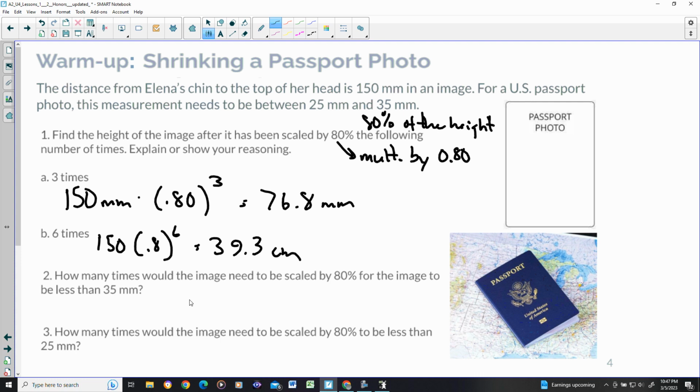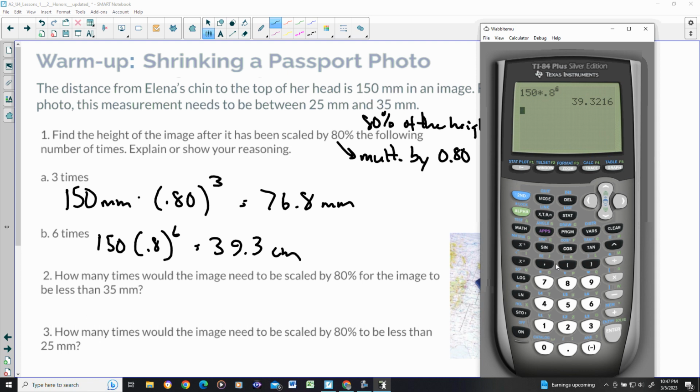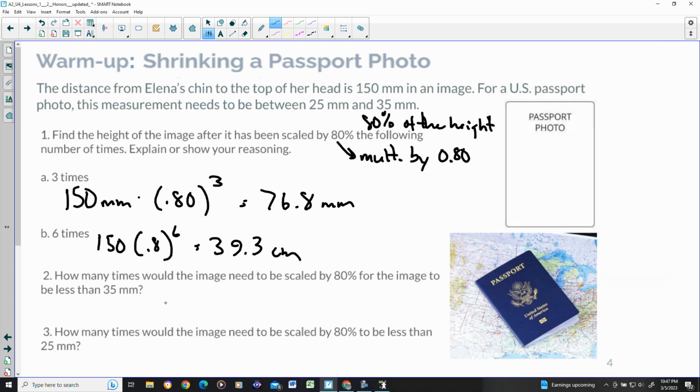So how many times would we need to scale this, right? Well, clearly it looks like 39 is just a bit too high. Maybe if we do this 7 times. So what I can do is hit the up arrow, press enter, bring back the last calculation. Let's change this to 7. Yeah, definitely at least 7 times, because that'll drop it to 31 centimeters. And then less than 25.